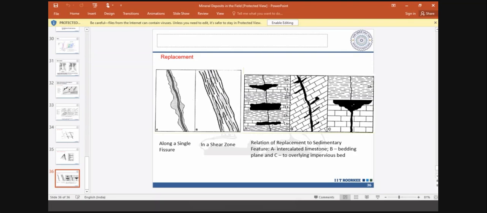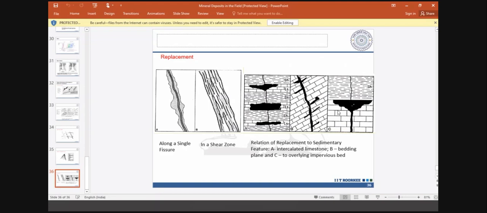So you see all flat. A, B, A, the third one. Here, originally slightly dipping sediments created certain spaces. So the fluid has gone and replaced. Once again, you see all replacement. So a lot of processes can operate to produce a mineral deposit. We will study all these things in detail.